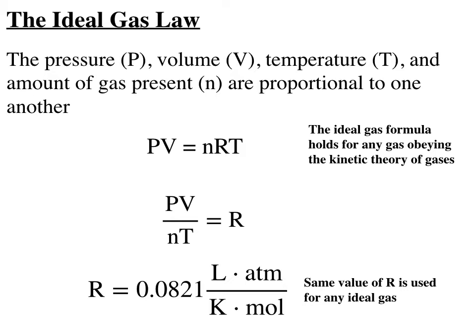Now, what is this proportionality constant R? Well, notice if I rearrange the equation, R is equal to PV divided by nT. And it turns out that R has a value of 0.0821 liter atmosphere over K mole. Now, let's note those units.